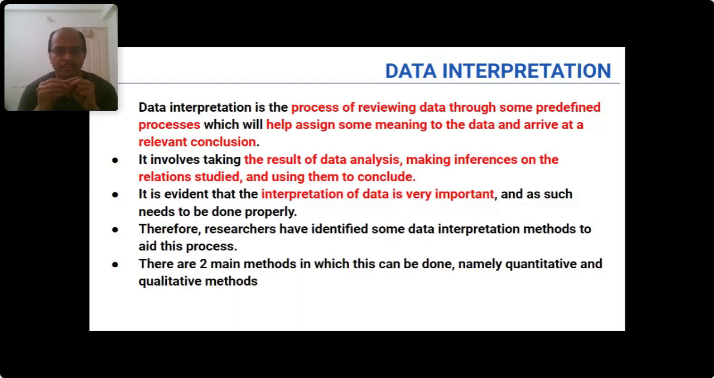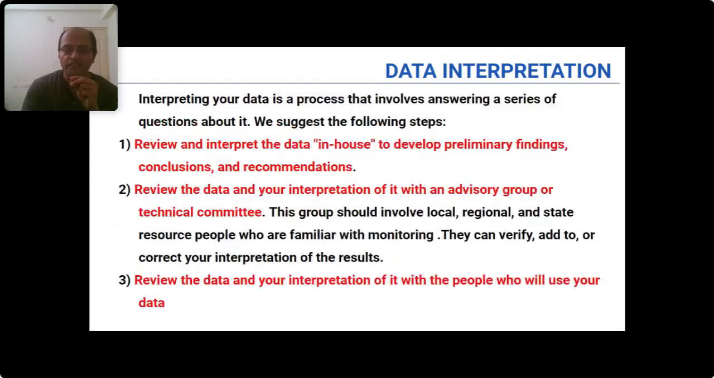It is evident that interpretation of data is very important and needs to be done properly. Therefore, researchers should have some means of interpreting the data. There are two main methods, the quantitative and qualitative methods for data interpretation. When you talk of quantitative methods, there are no specific softwares. You have to go on your own and do it. When you talk of qualitative methods, then you need to have softwares for it.